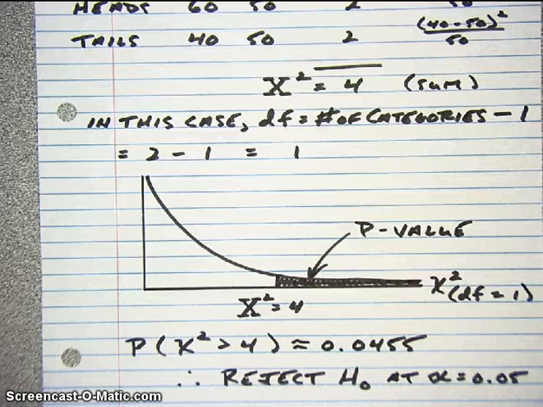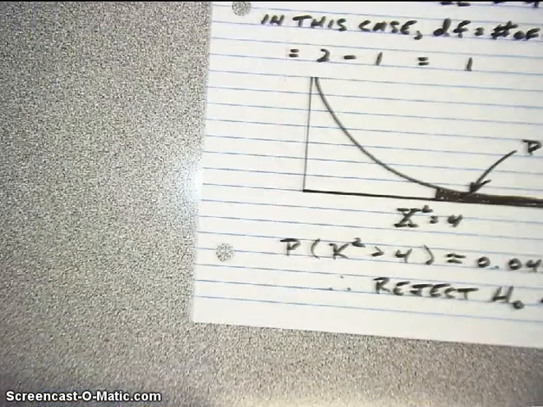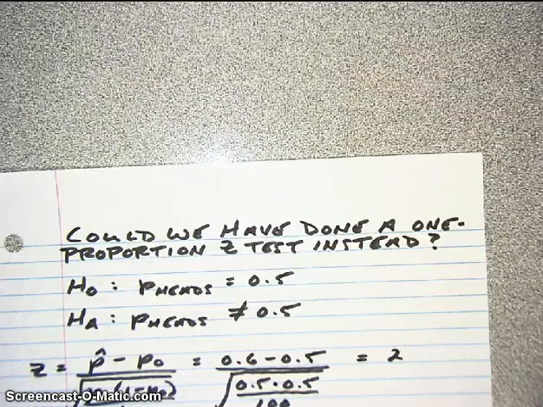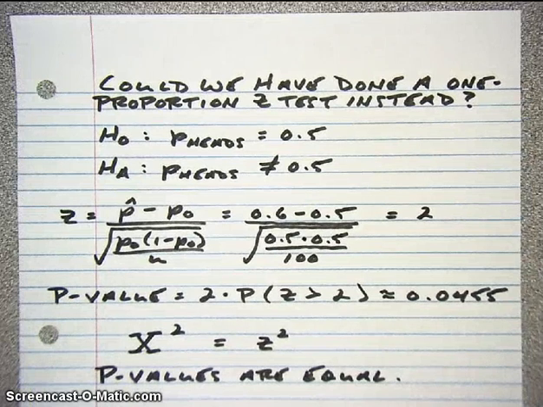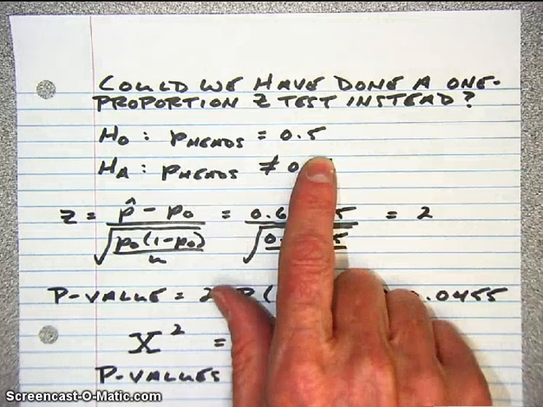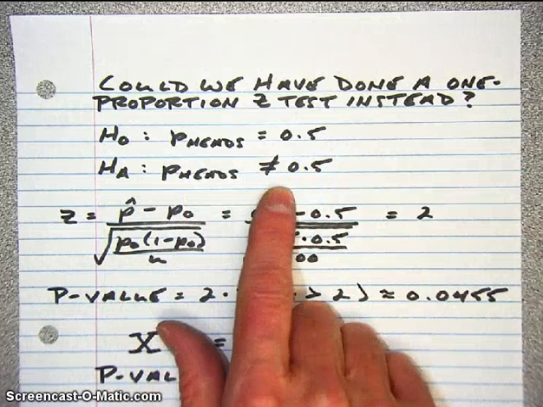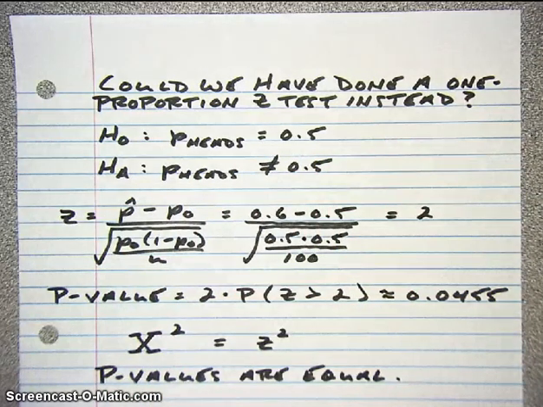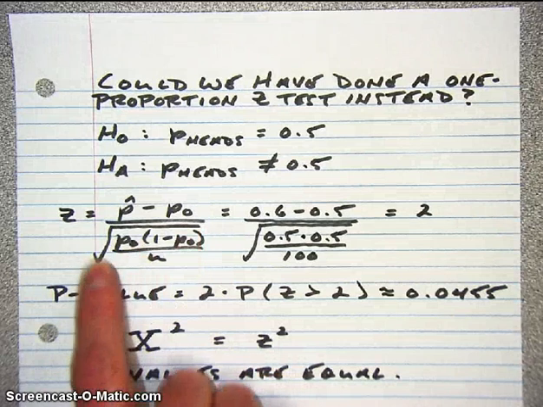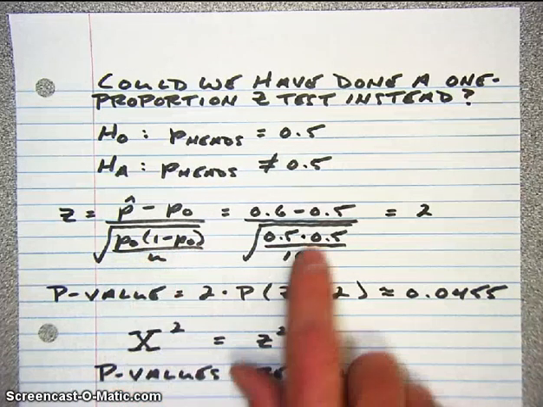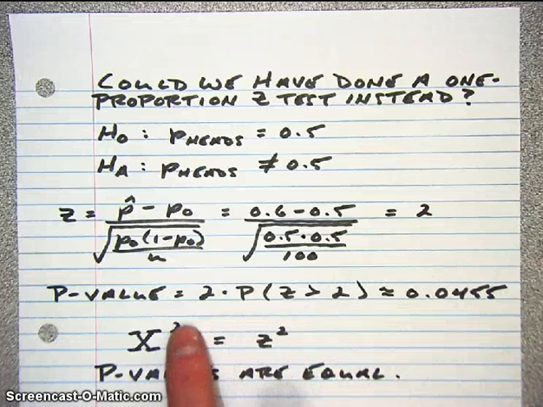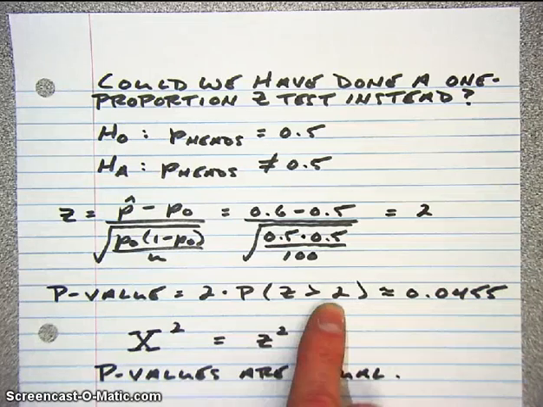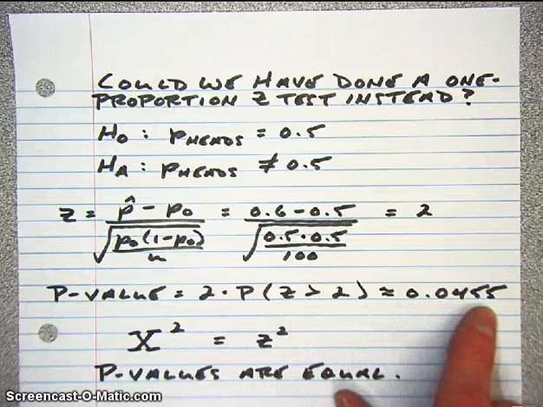Now you've looked at similar examples in the context of one proportion z-tests, and you might ask yourself, could we have done a one proportion z-test instead? And the answer is yes. The null hypothesis in that case would be that the proportion of heads is 0.5 versus the alternative, the proportion of heads is not 0.5. The z statistic that we get, p hat minus p naught over the square root of p naught times 1 minus p naught over n, when we plug everything in, works out to be 2. The p-value is 2 times the probability that z is greater than 2, and that works out to be 0.0455.